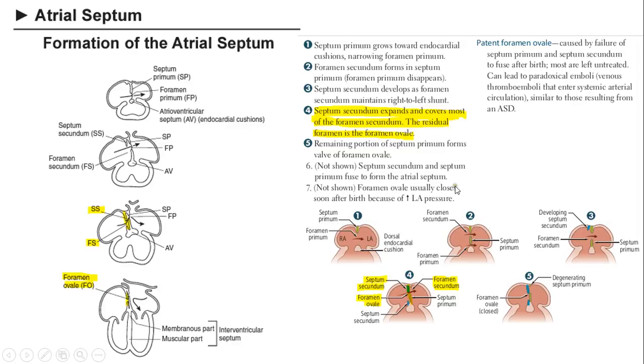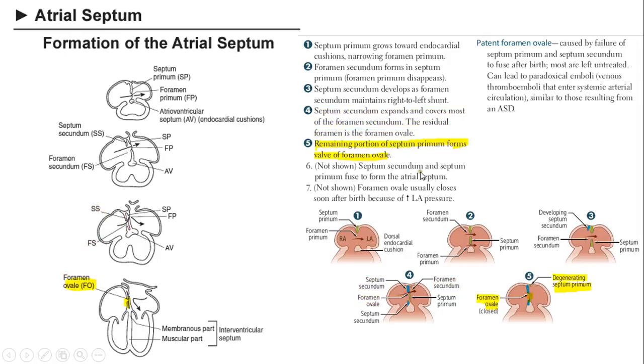Now, the next step is the septum secundum expands and covers most of the foramen secundum. So this thing that started to grow gets a lot bigger, goes all the way down, and covers up this foramen secundum. So now this hole is covered. The residual foramen is the foramen ovale. This last little hole that you've got there ends up being the foramen ovale, a little tiny hole, because this septum secundum came down and covered it up.